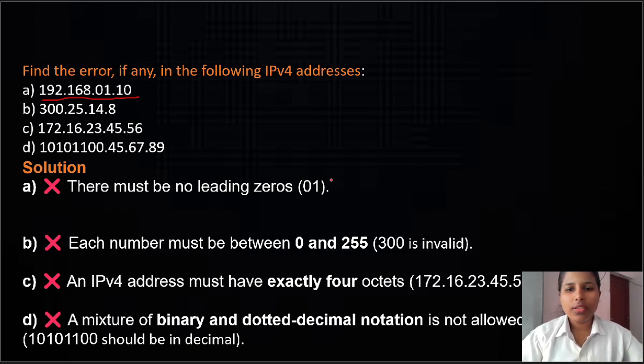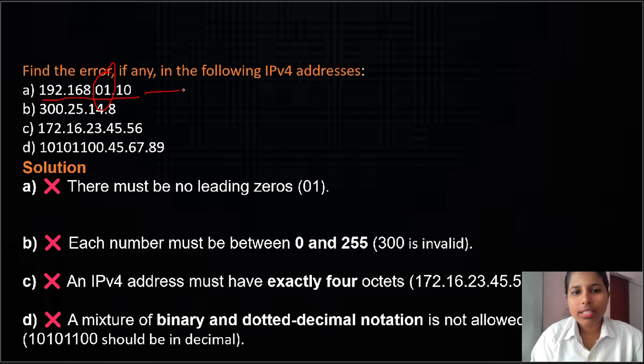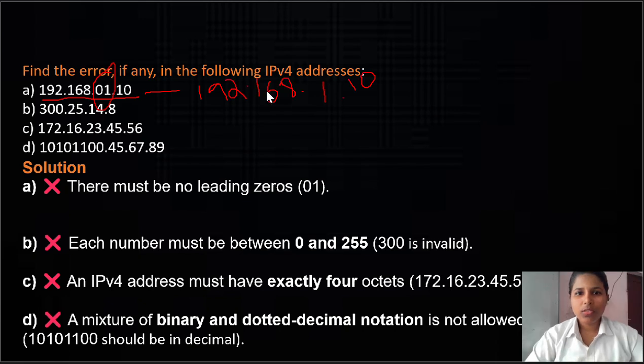So this is the first one: a leading zero is not allowed. The answer should be like 192.168.1.10, and the zero should not be there. So that is the first thing we have to look for: there must be no leading zeros.